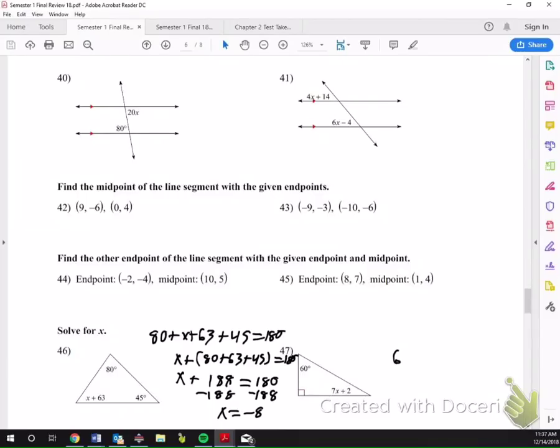Same general idea for 47. We're going to go 60 plus 90. That's this one right here. It's a 90-degree angle. Plus 7x plus 2 equals 180. It's giving me 7x plus 152 equals 180. We're going to subtract 152 from both sides, and we have 7x equals 28 degrees. Divide 7x by 7, 28 by 7, and we get x equals 4.